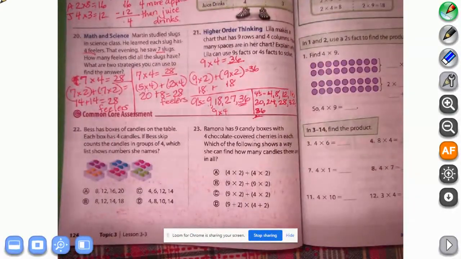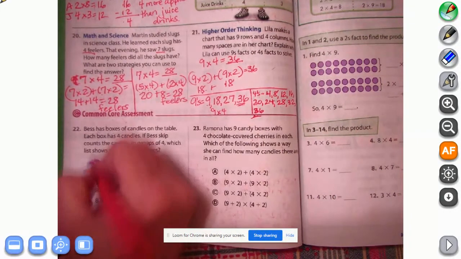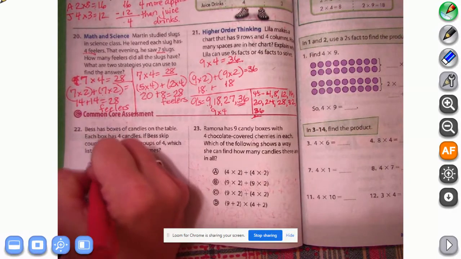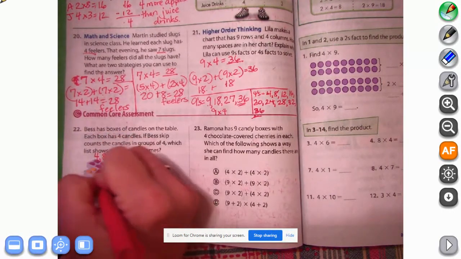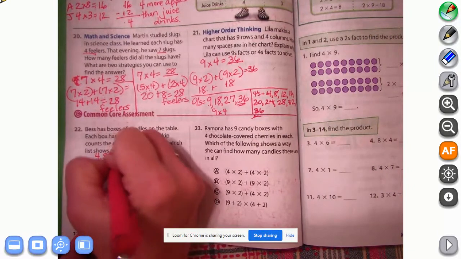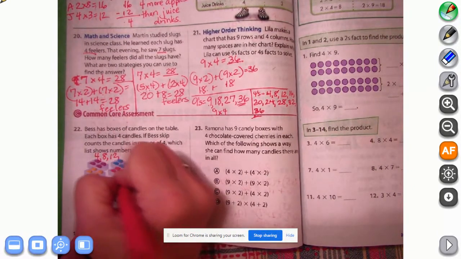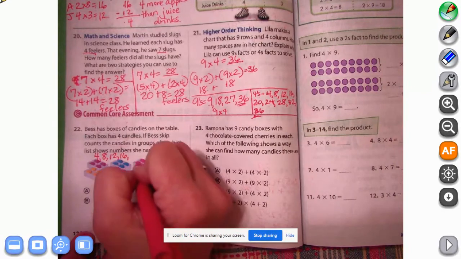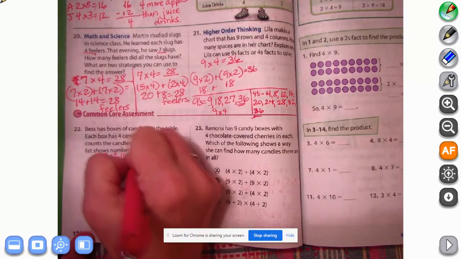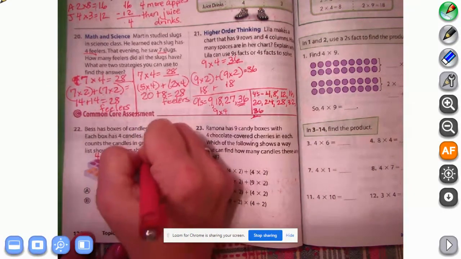All right, we're going to go down to the bottom. It says, number 22, Bess has boxes of candles on the table. Each box has 4 candles. If Bess skip counts the candles in groups of 4, which list shows numbers she names? All right, so let's do it right here. So we have 4. 4 plus 4 is 8. Plus 4 more, 12. Plus 4 more, 16. Plus 4 more, 20. Plus 4 more, 24.